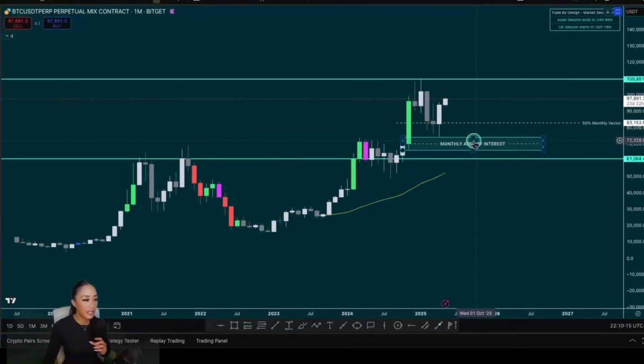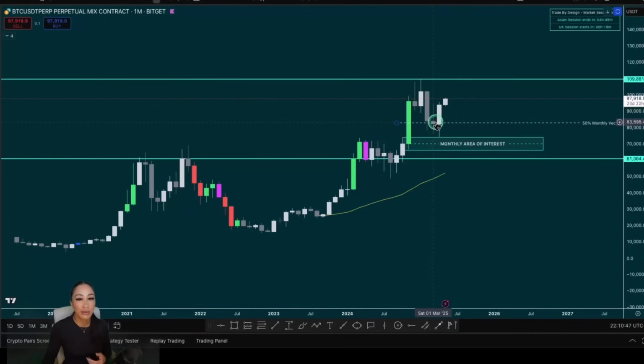So use these areas for context, not for entries. And this is super important. You're not entering trades off the monthly or weekly chart. These zones are just for context. When price eventually trades back into these areas, you'll know to pay attention, and that's when you drop down to the daily, 4 hour or 1 hour time frame to refine your entries.